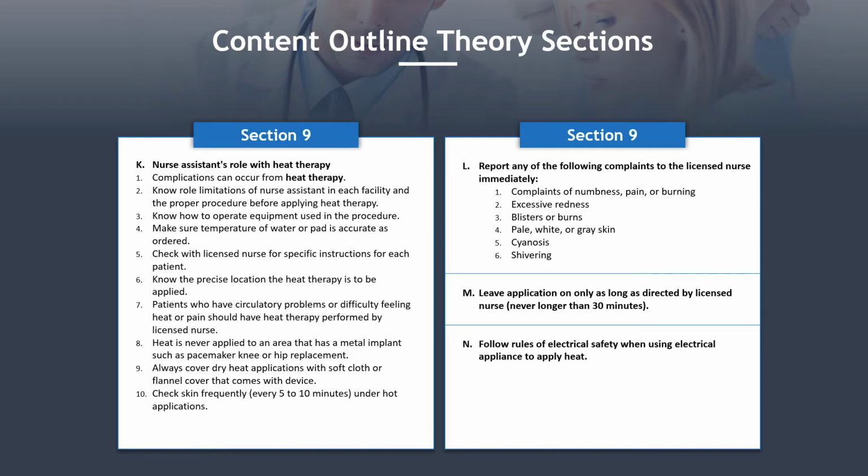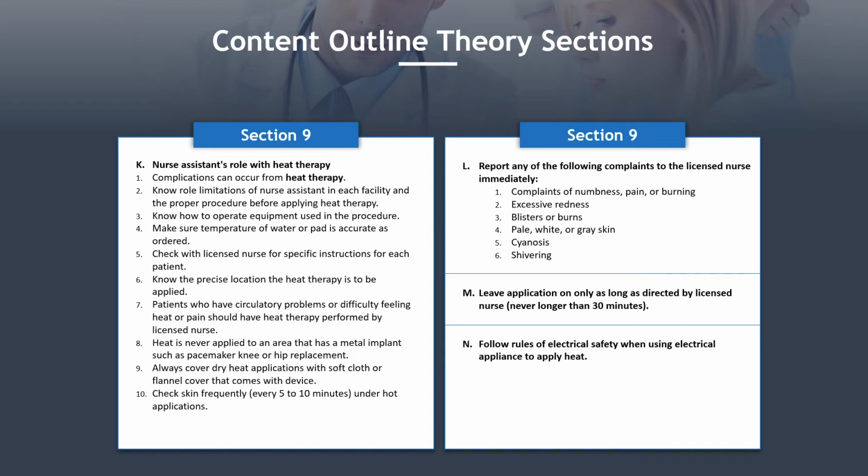Patients who have circulatory problems or difficulty feeling heat or pain should have heat therapy performed by a licensed nurse. Heat is never applied to an area that has a metal implant, such as a pacemaker, knee, or hip replacement. Always cover dry heat applications with a soft cloth or flannel cover that comes with the device. Check skin frequently, every 5 to 10 minutes, under hot applications.